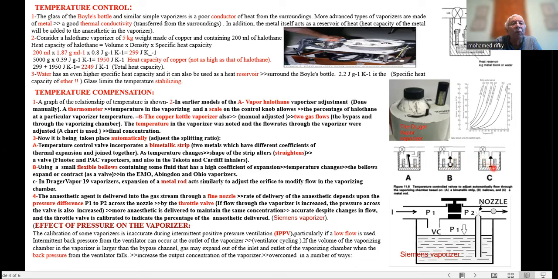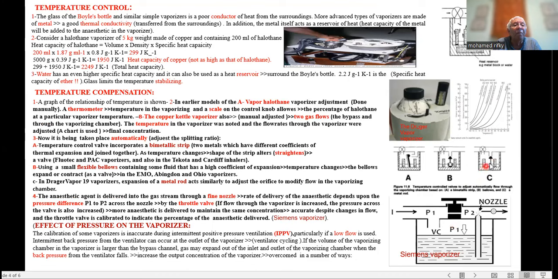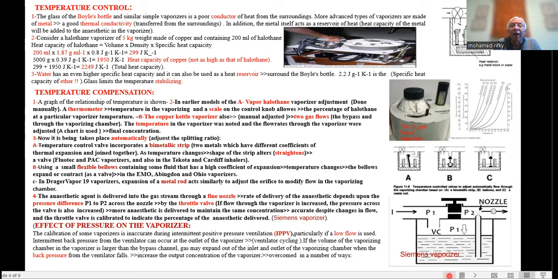On the other hand, we have what we call the metal rod. The metal rod is made of two metals. One of them in the center is called Invar. Invar is non-expandable, and we have the brass around it. Whenever the heat is increased, this rod is shortened to close the upstream, minimizing the vapor going to the patient. So these are the automatic methods to compensate for changes of heat.